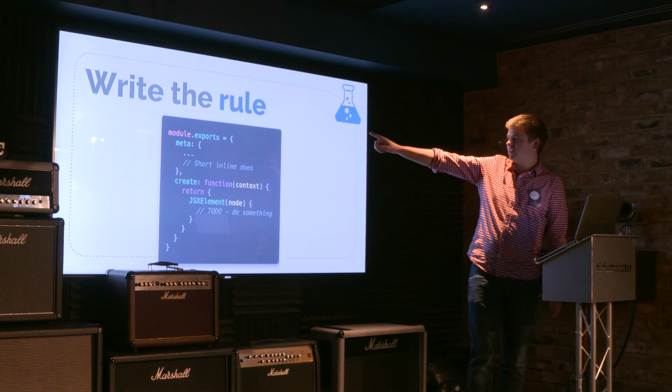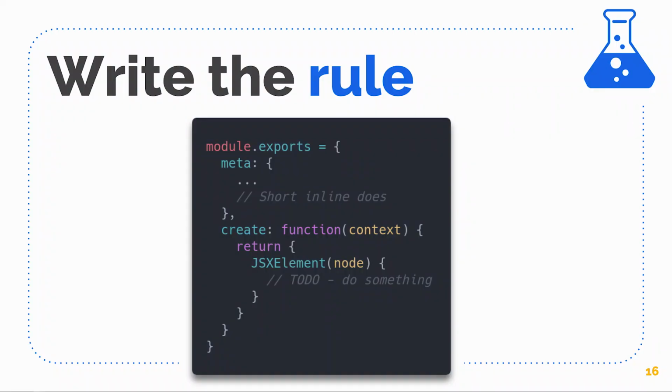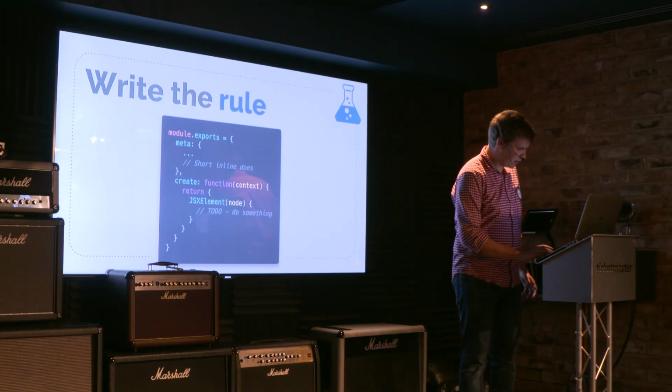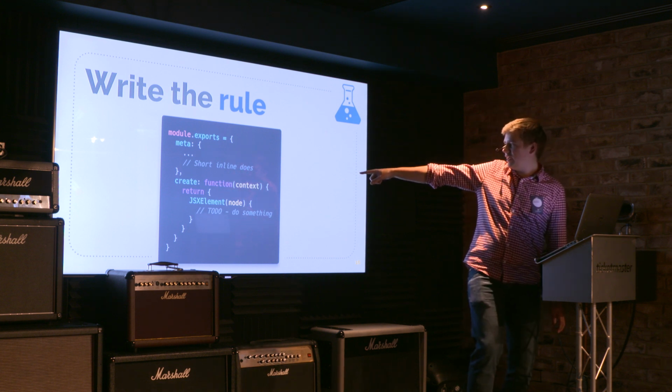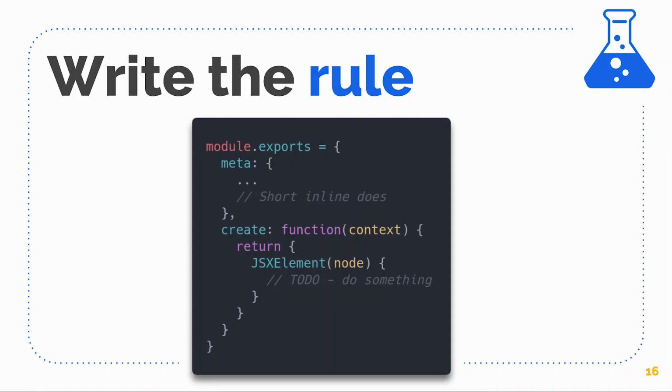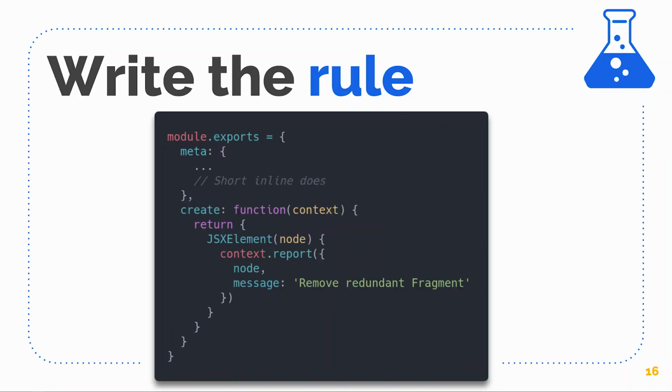So we've got some metadata at the top, which is static, and then we have a function to create our rule functionality, which returns an object. And in the object, the keys are node types like JSXElement, and they are then functions. The context bit is what we use when we actually want to report any errors. So if we want to report an error for every JSX element, we do something like that.